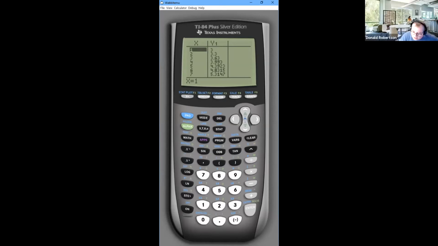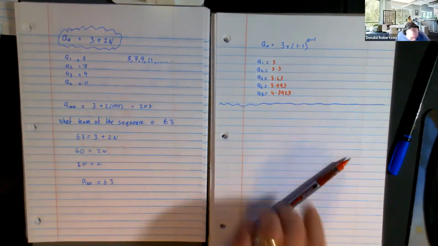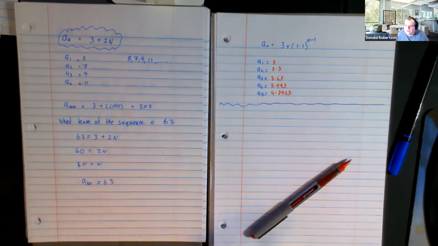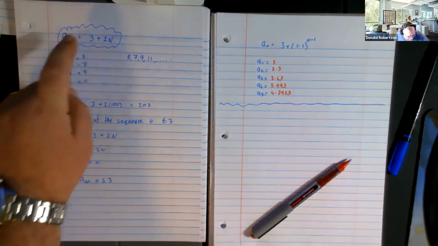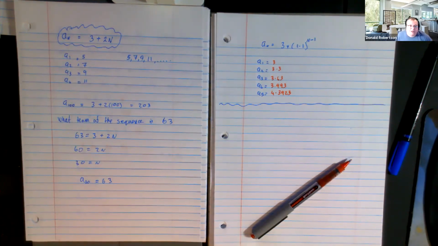So let me return back to here. Are we comfortable that you know what a sequence is now? It's just a list of numbers that has some predictable pattern to it. And if I give you a formula, do you feel comfortable about finding the first 4 or 5 terms in the sequence, finding the 100th term, finding out which term would be 63? All of those types of questions you could do relatively quickly.